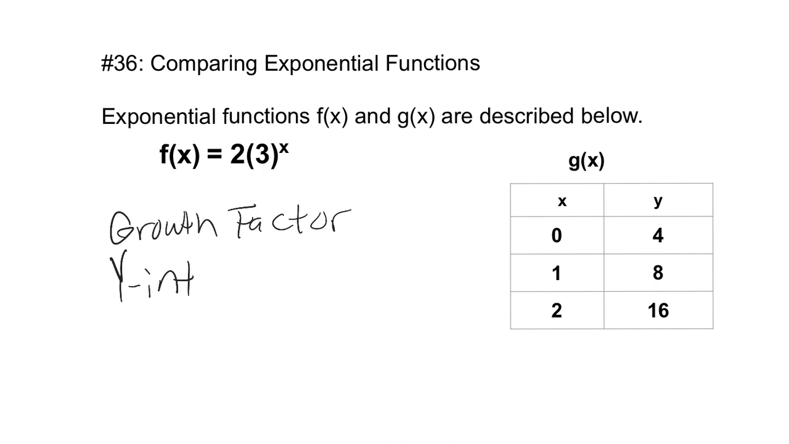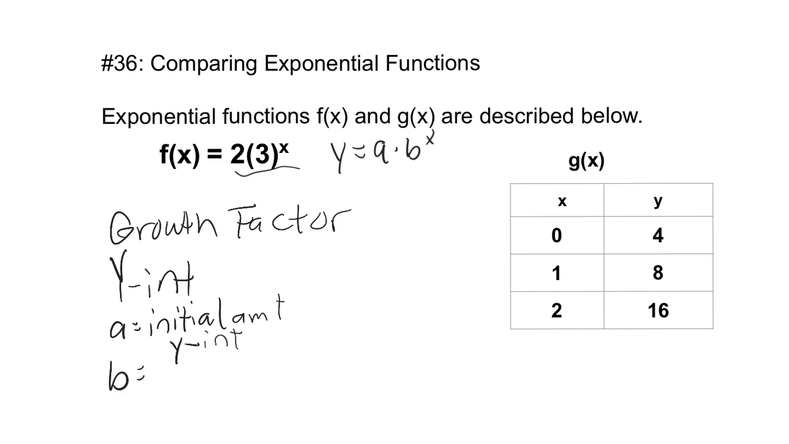So looking at the function itself, you know that an exponential function is in the form y equals a times b raised to the x power. A is your initial amount or your y-intercept. And b is your growth factor or decay factor, but in this case it's going to be growth.